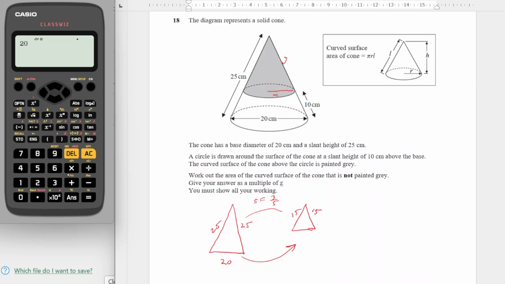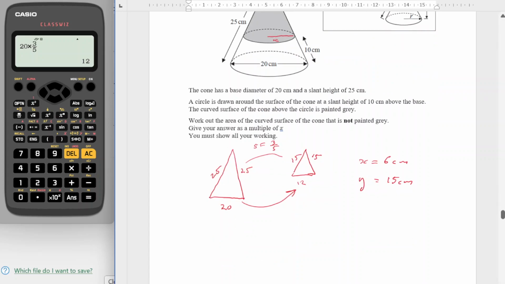So 20 divided by, times by, I'm getting myself muddled up. 20 times by 3/5 gives me 12. So the base length of this would be 12, which means that x is going to be equal to 6 centimeters, and y is going to be equal to 15. And then we can kind of work it out from here.